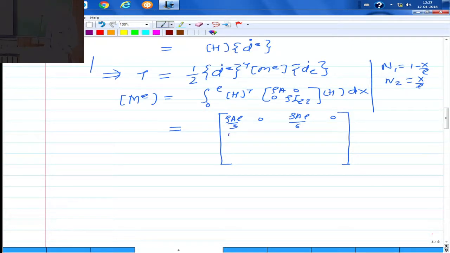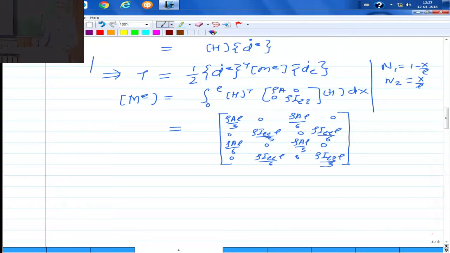And the same thing for the other degree of freedom, that is rho Izz into L by 3, 0, rho Izz into L by 6. Then this would be again rho a L by 6, 0, rho a L by 3, 0. That's just the multiplication and integration. So finally 0, rho Izz into L by 6, 0, rho Izz into L by 3. So this will finally be your mass matrix.